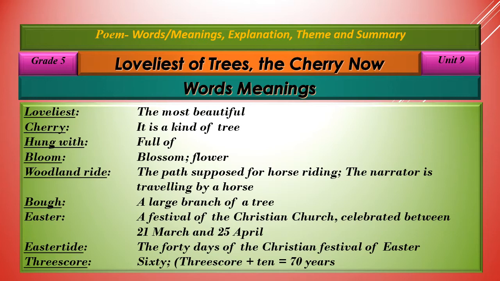Next is woodland ride. This means the path supposed for horse riding. The narrator is traveling by a horse. Next is bough. Bough means a large branch of a tree.